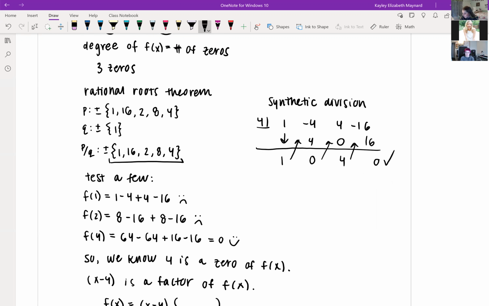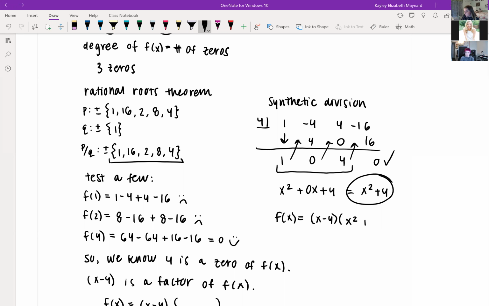And then we remember that these numbers right here give us the coefficients on our new polynomial. So we have x squared plus 0x plus 4, but that's just equal to x squared plus 4. So now we found that other missing piece. So to put this together, we know that f of x is equal to x minus 4 times x squared plus 4.